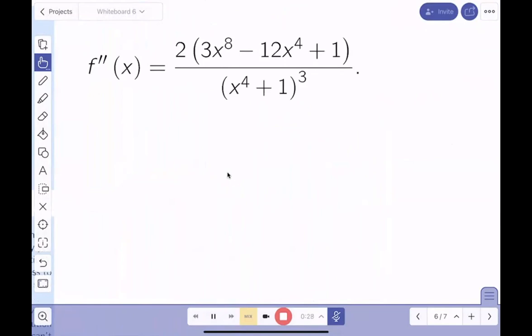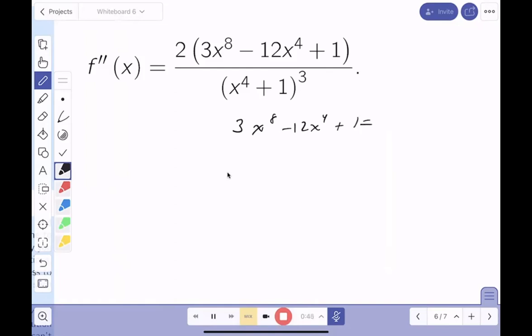I'm looking at this thing, and the bottom is never going to be 0; the bottom is always positive. The top could be 0 though. So the only time it could be 0 is if 3x⁸ minus 12x⁴ plus 1 is equal to 0. But that's an 8th degree polynomial, Math 119. You learned that this thing had 8 solutions. And I'm hoping that we can find the real ones.